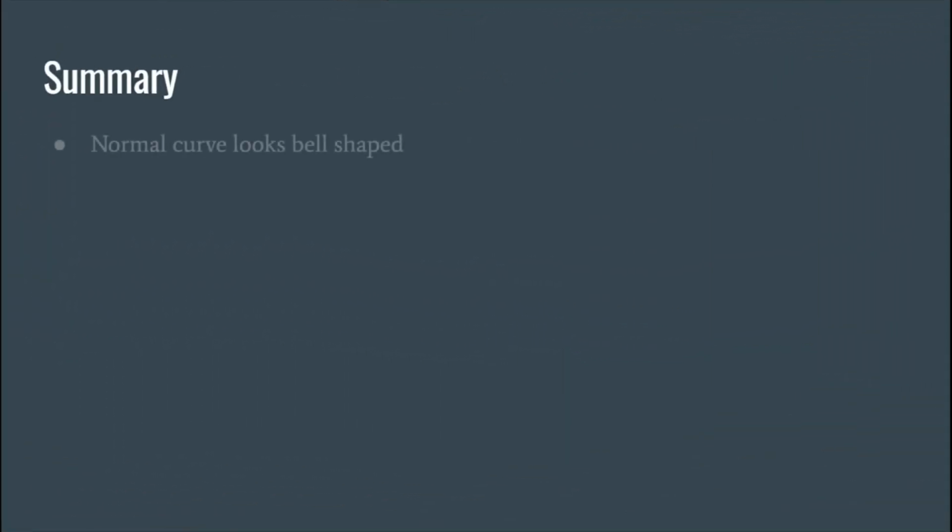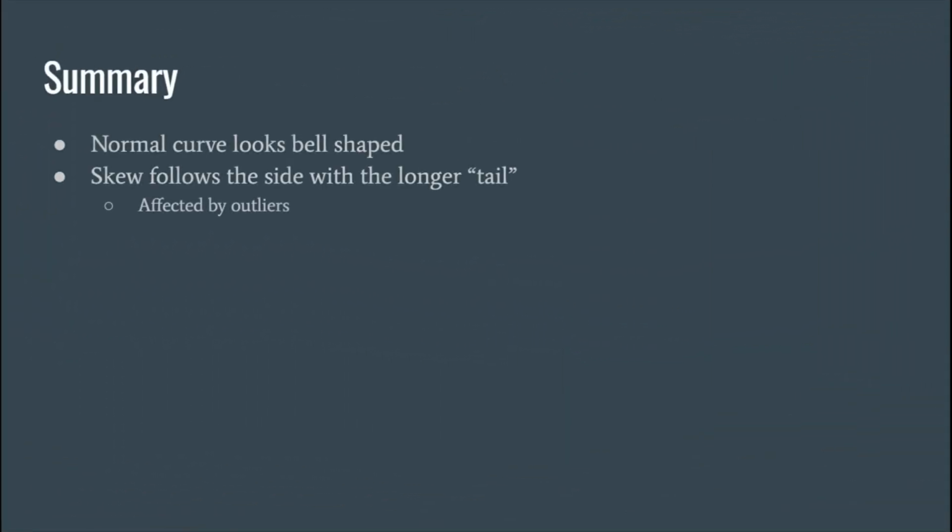Alright guys, well, that's pretty much it. So I mentioned all these things. The normal curve looks like a bell-shaped curve. The skew follows the side with the longer tail, and the way I learned it was left and right skew. Newer textbooks will use negative and positive skews. I say use whichever one you feel more comfortable with, whichever one makes more sense for you. So for me, left and right skew make more sense, so I use that. And like I mentioned, the mean is affected by outliers, and more on that in my measures of central tendency video, so check that out.